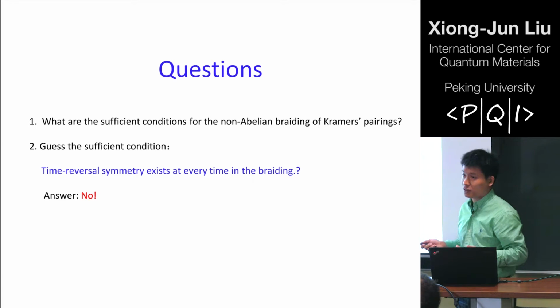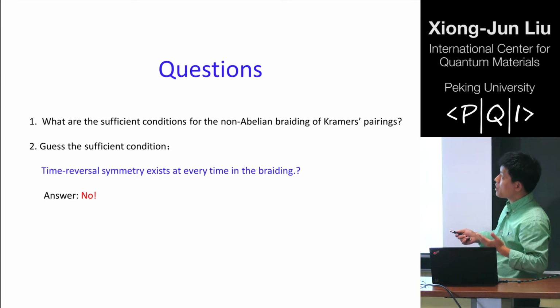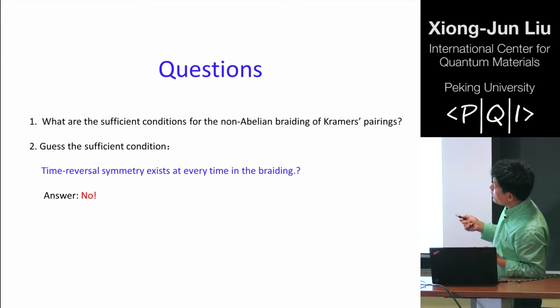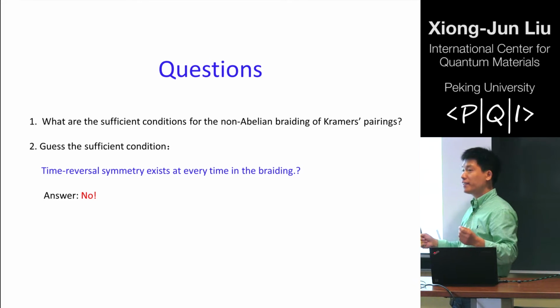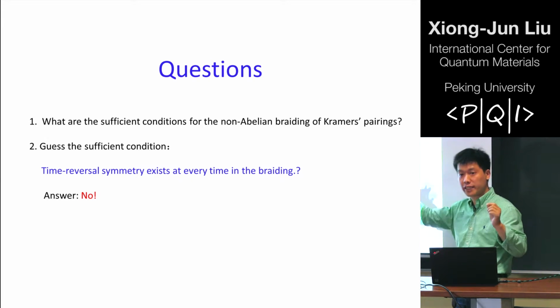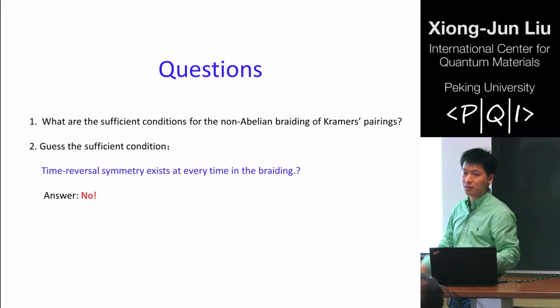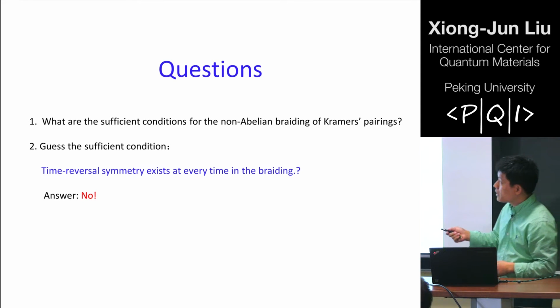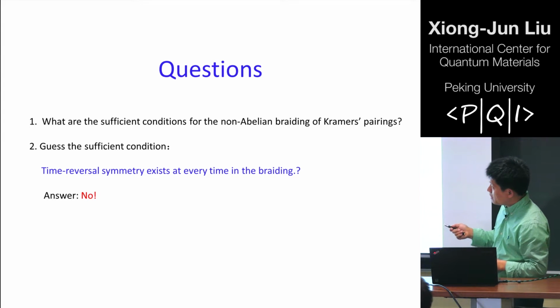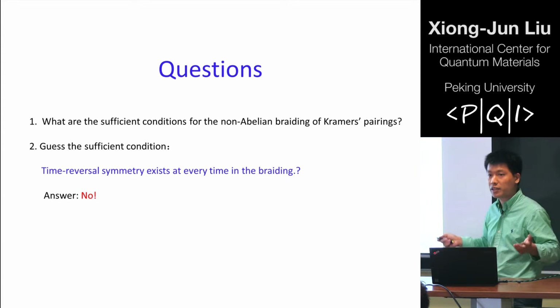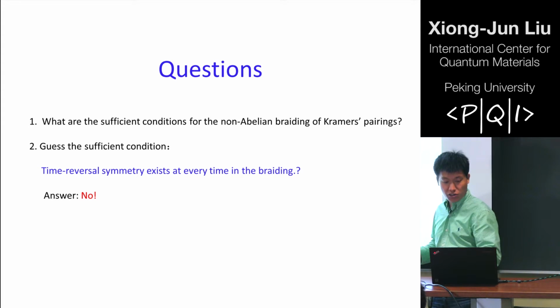So physically, maybe we want to ask some questions. What are the sufficient conditions for the non-abelian braiding of the Kramers spaces? I mean, under these conditions, when you do the braiding, you only braid the 2 Kramers spaces. You don't have local rotations. So you must ask this kind of question. Maybe you can guess the condition. Maybe you say, okay, if you have time-reversal symmetry at every time in the braiding, is this enough? But the answer is no.